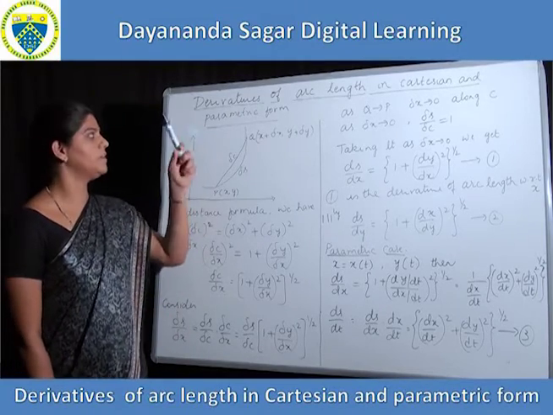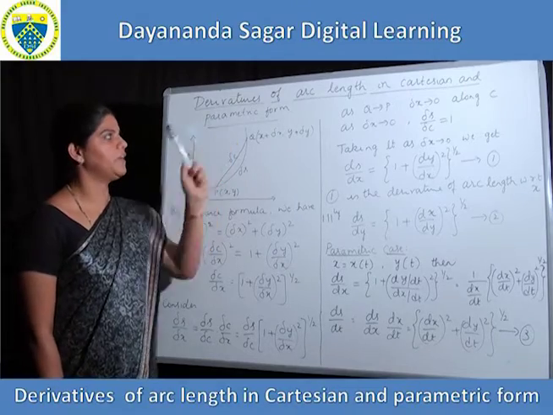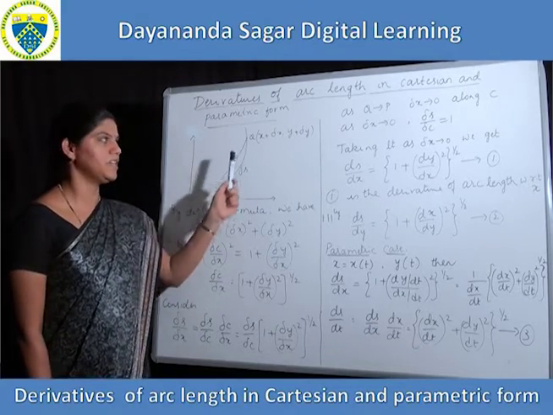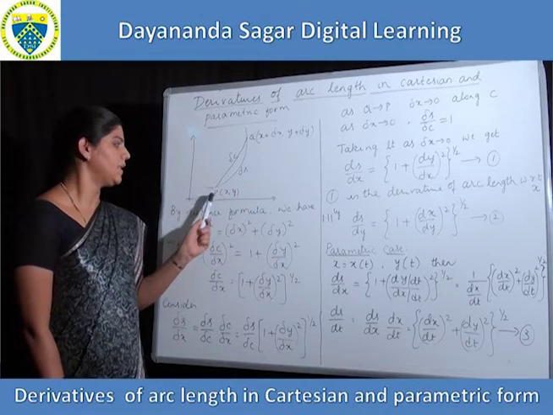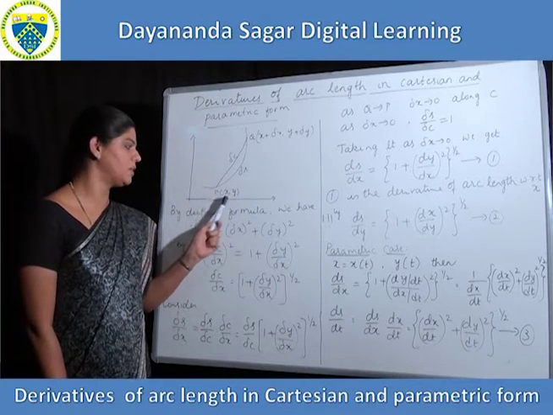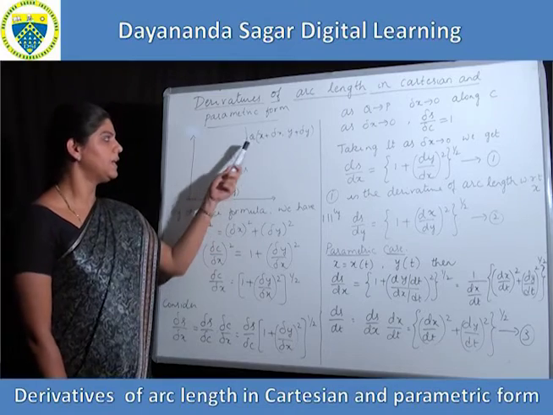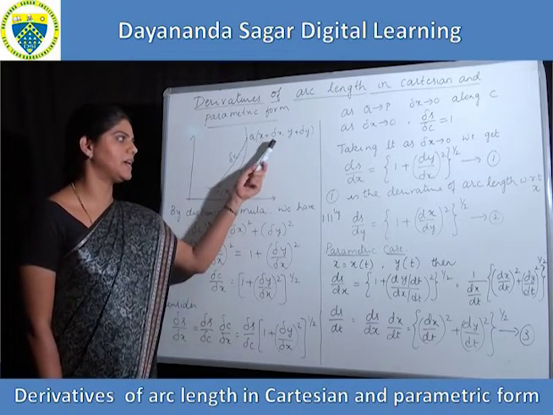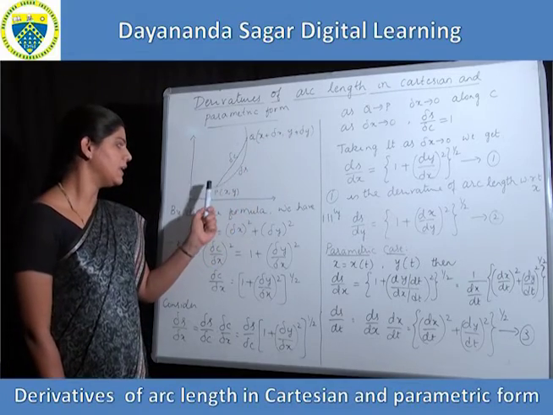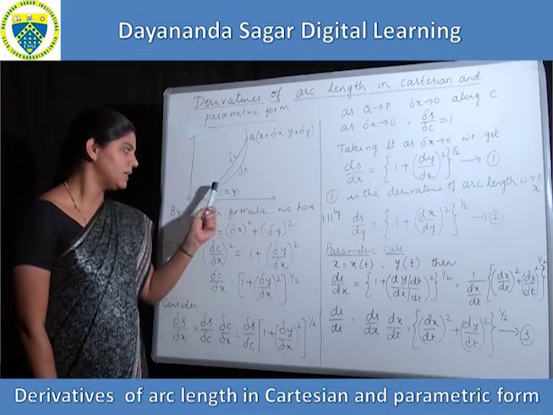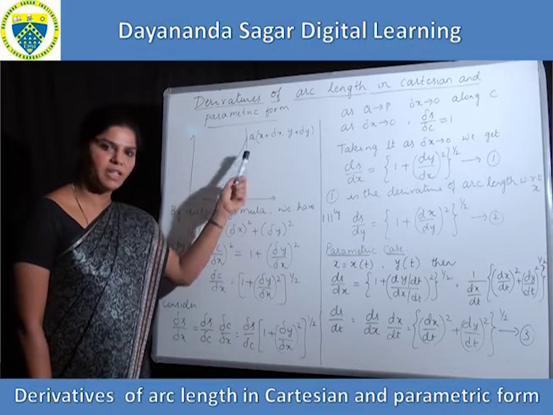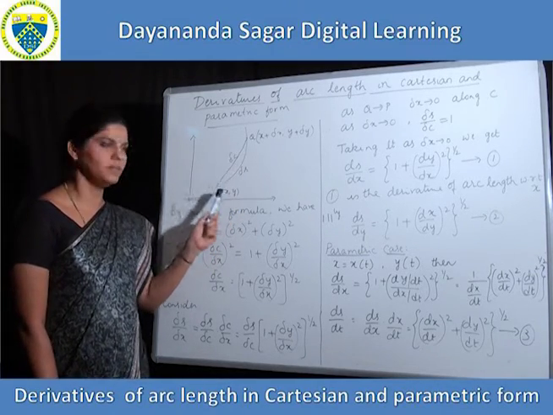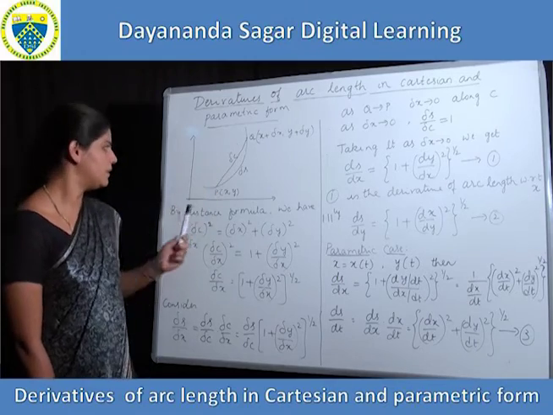Now let us derive the expression for derivatives of arc length in Cartesian and parametric form. So for that, consider a Cartesian curve. Now let P be a variable point on the curve with the coordinates x, y. Let Q be a neighborhood point to P with the coordinates x plus delta x, y plus delta y. Let the arc length, or the distance between P and Q measured along this curve, be equal to delta S. Let delta C be the chord PQ.